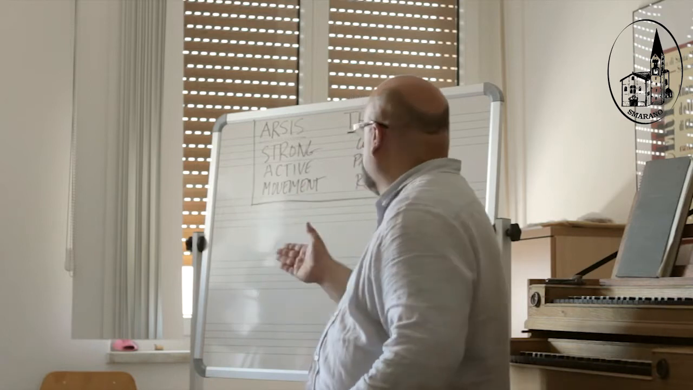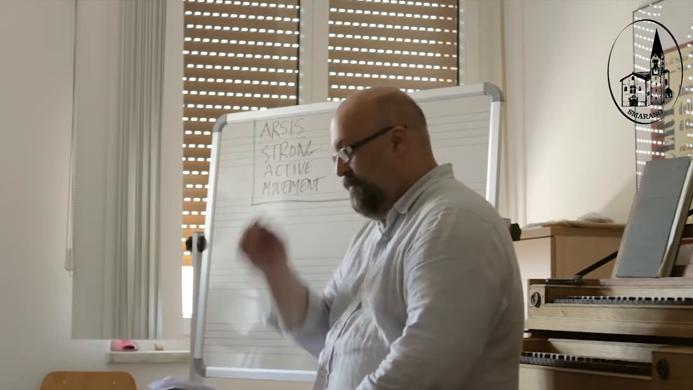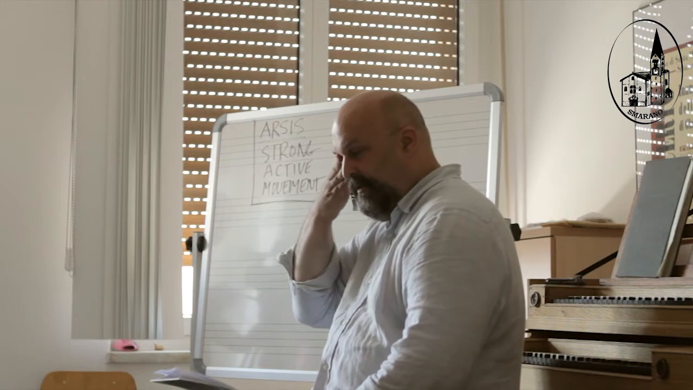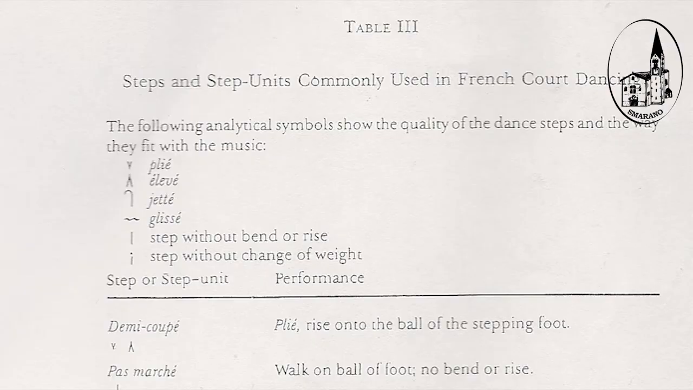So we can think about it as strong and weak, but as dancers, we can also think about, within a phrase, a place where you are more active and then more passive, or where you make a movement and then you literally rest. So this usually happens in groups of two measures. And table three gives this fantastic overview, first of the basic steps and then how they get put together.